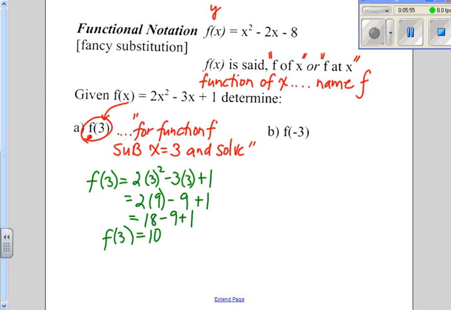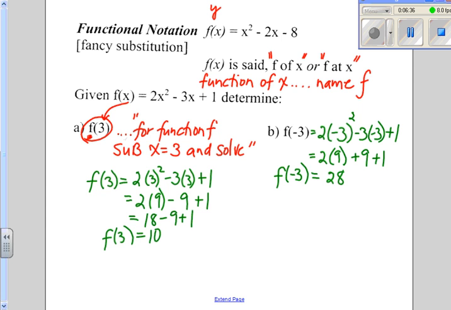F at minus 3, same thing. It means for the function f, substitute x value minus 3 and solve. F at minus 3 is equal to 2 times, put a minus 3 in for x squared. Take away 3 times, again, negative 3 plus 1. I just want to know you can do negatives. Negative 3 squared is also positive 9. Negative 3 times negative 3 is positive 9 plus 1. 18 and 9 and 1 is 28. F at minus 3 is 28.